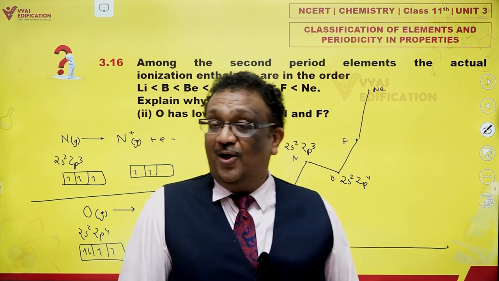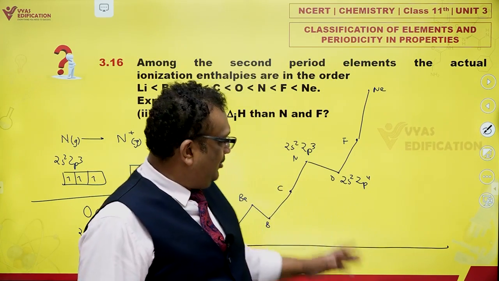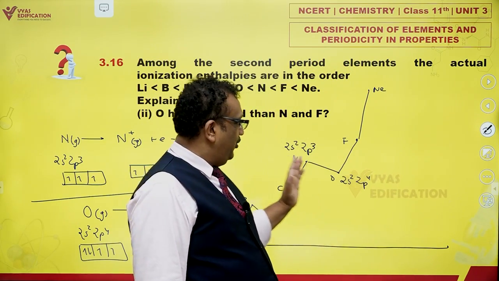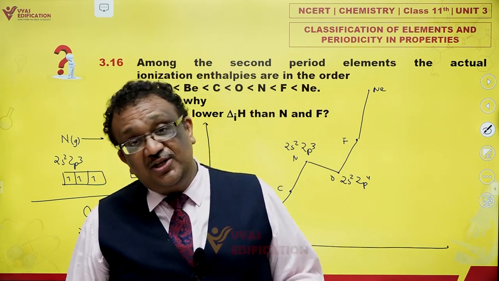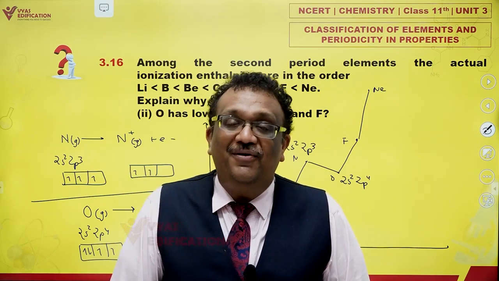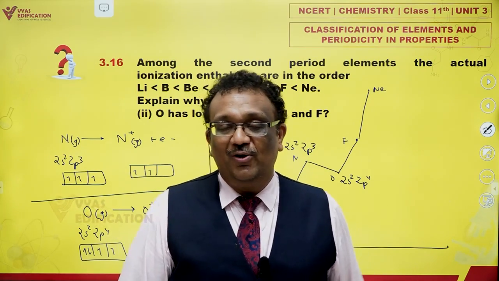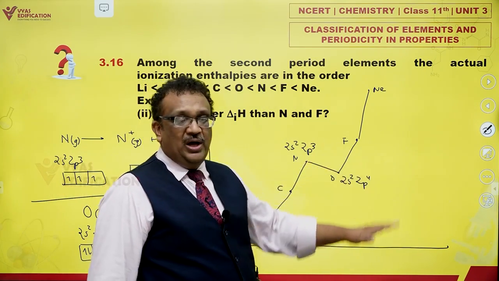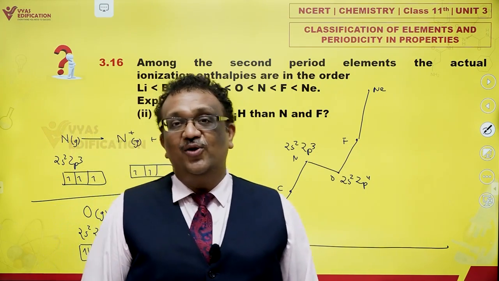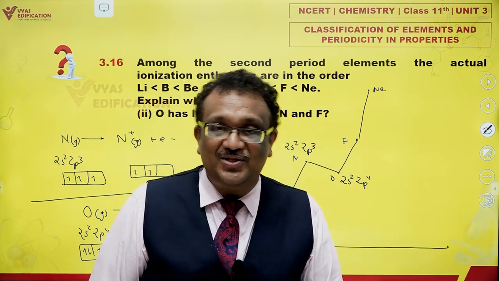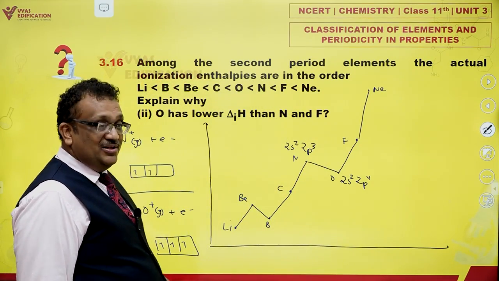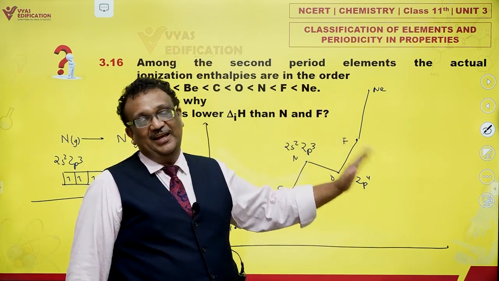Can we compare O and F? Yes, we can. How shall we compare? Well, across the period, as we move from O to F, nuclear charge increases. Because of greater nuclear attraction, we find that more energy would be required for removal of an electron. So ionization energy anyway is expected to increase from O to F. So that's quite okay. And that is the explanation why O is lesser than both N as well as F.